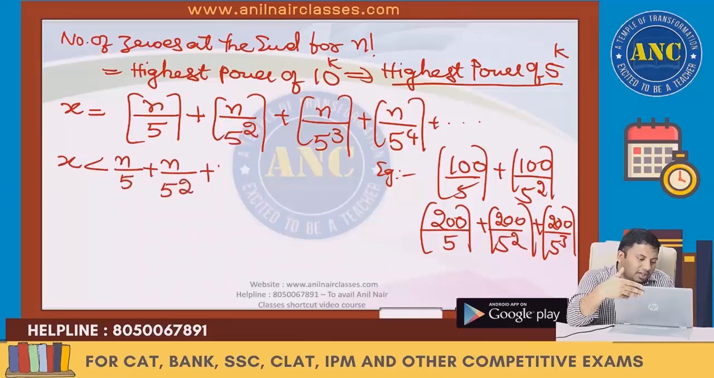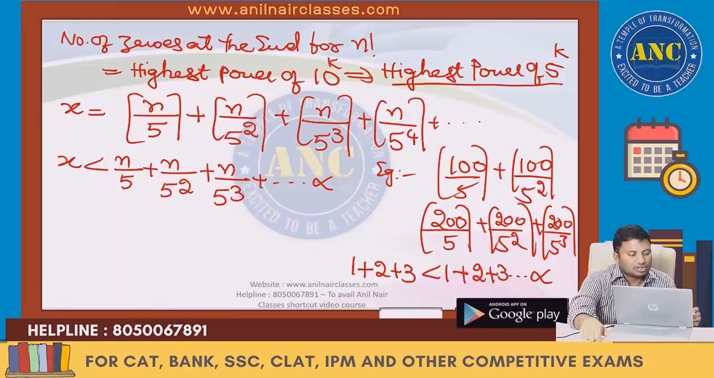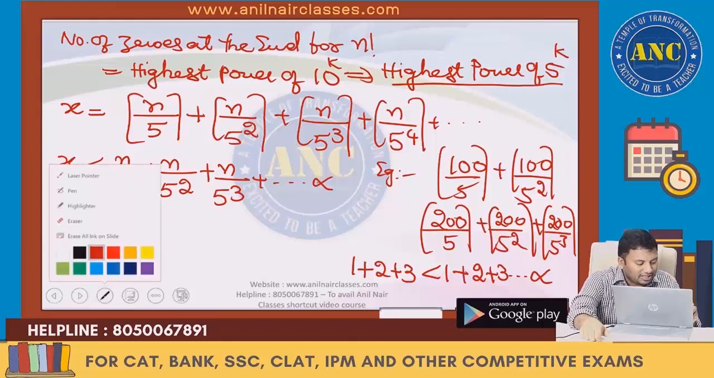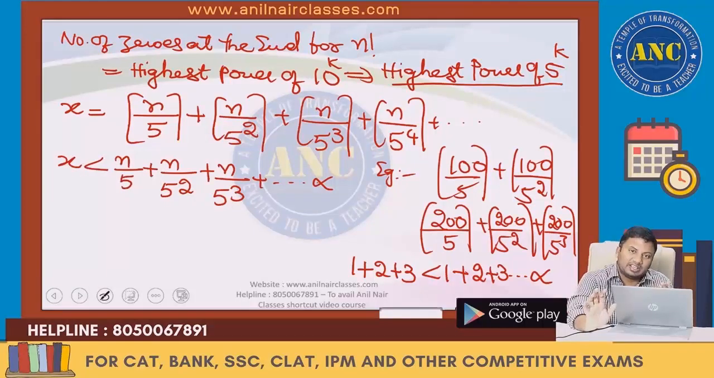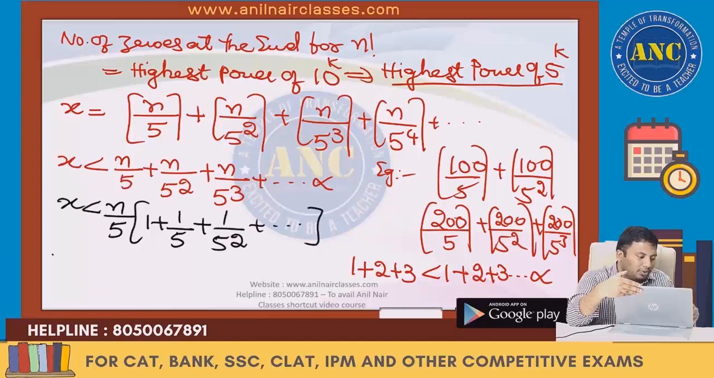n by 5, n by 5 square, n by 5 cube, and so on up to infinite. Can I say 1 plus 2 plus 3 is always less than 1 plus 2 plus 3 till infinite? Am I right? So the finite series is always less than the infinite series. X is less than n by 5 times (1 plus 1 by 5, plus 1 by 5 square, and so on up to infinite).